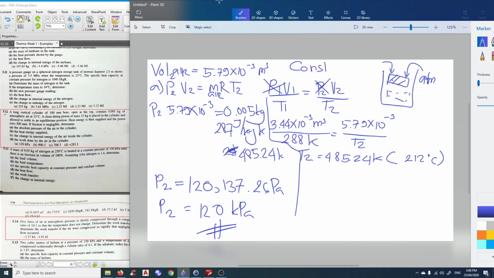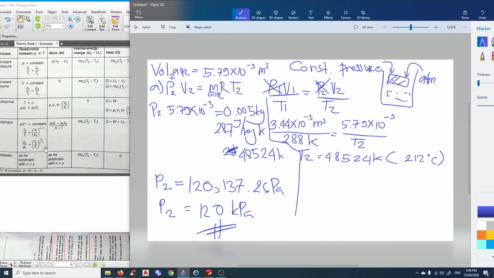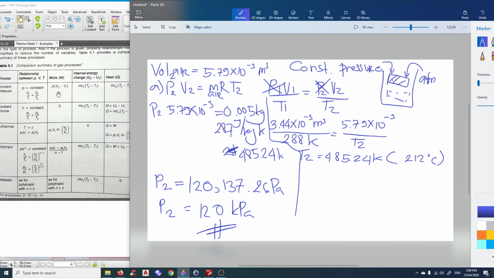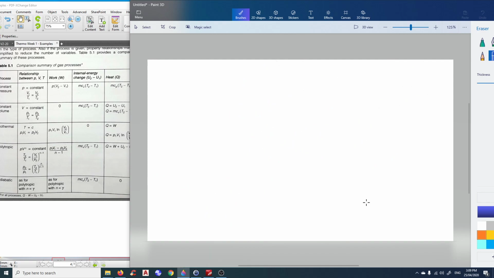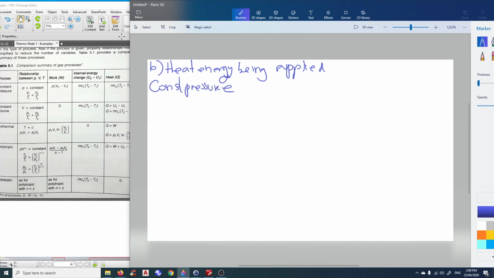So remember, this is constant pressure. Okay. So question B, the heat energy being supplied, you just need to go up here, constant pressure for the heat energy. The formula is this, mCp (T2 minus T1). Let's clean that. So question B, heat energy being supplied. So it's constant pressure. So Q equals mCp (T2 minus T1).